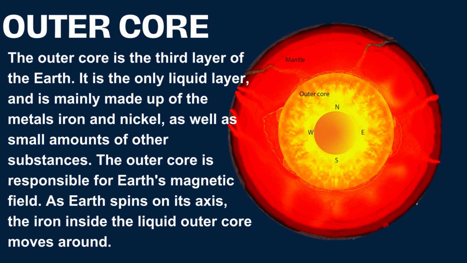Outer core. The outer core is the third layer of the Earth. It is the only liquid layer, and is mainly made up of the metals iron and nickel, as well as small amounts of other substances. The outer core is responsible for Earth's magnetic field. As Earth spins on its axis, the iron inside the liquid outer core moves around.